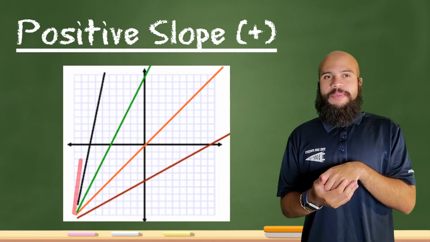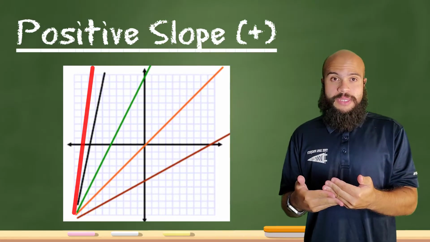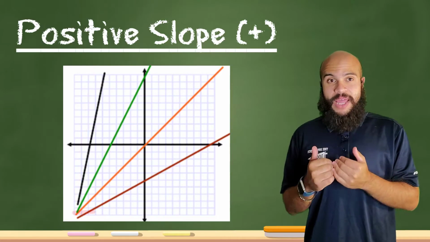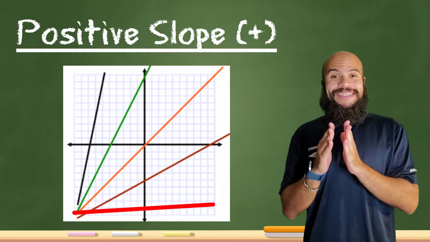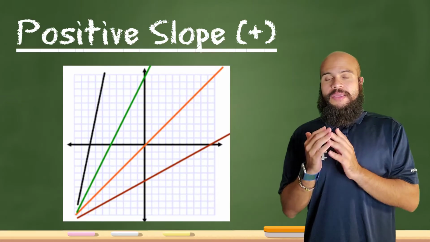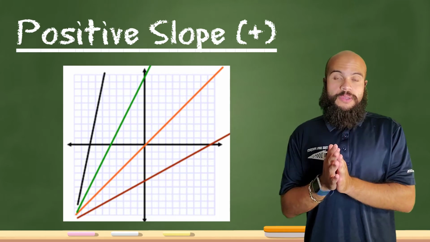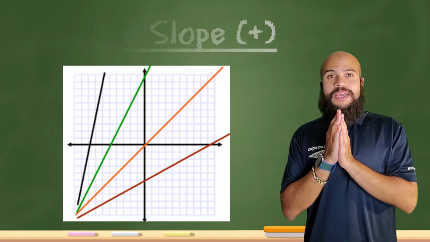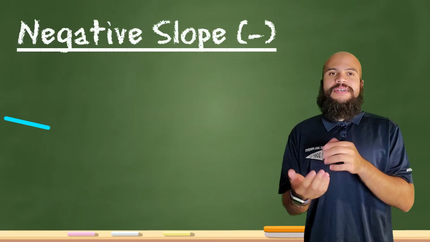Notice positive slopes can be fairly steep to the point of being almost vertical, or they can be almost flat, to the point of almost being horizontal. As long as the line is increasing from left to right, the slope will be represented by a positive number regardless of steepness. As you may already be thinking, a negative slope is the exact opposite.